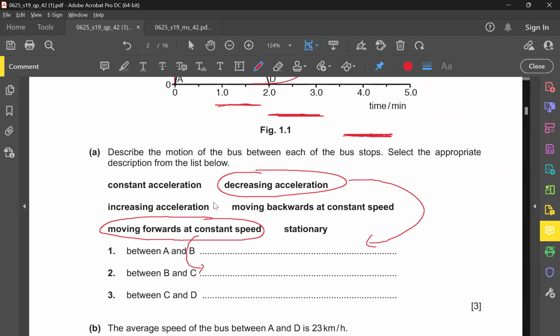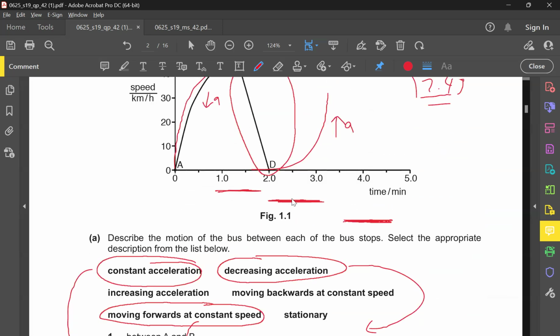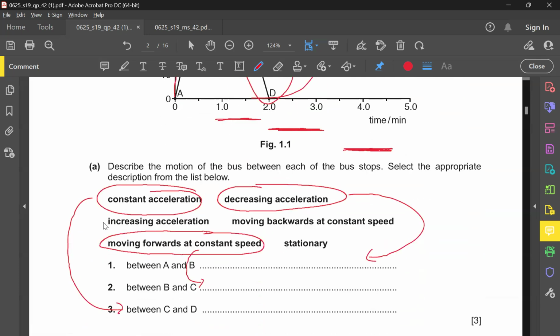And finally, C to D, like I've mentioned, is basically constant acceleration. In this case, it's constant negative acceleration. Although, obviously, this part here is deceleration, right? But you don't have an option for deceleration. But you know that it is constant deceleration. So our only logical answer here will be constant acceleration for the third one. And ta-da! You get your 3 marks.